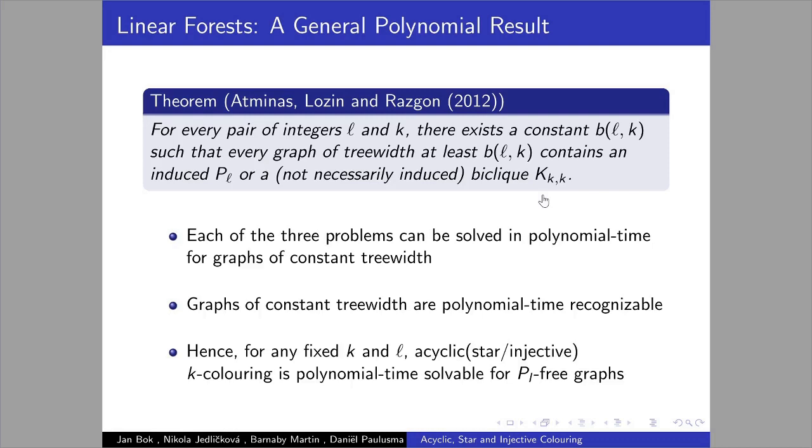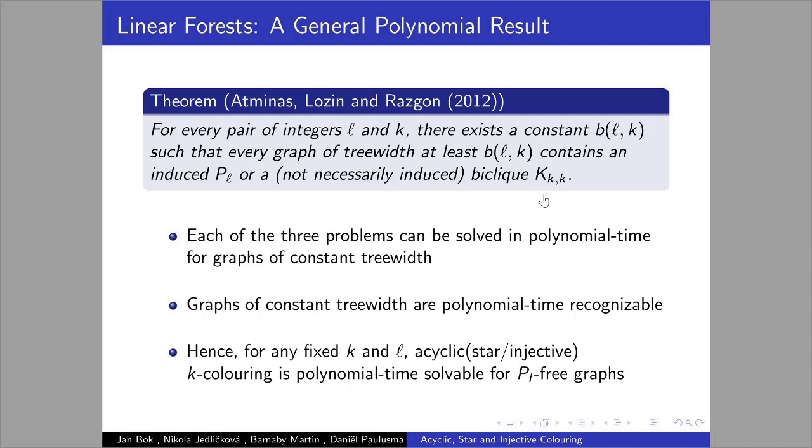But knowing that if my graph has a balanced bicyclique of size k, it's not going to be k-acyclic, star or injective colorable, we can use this result of Lozin and Razgon to show that each of the problems is polynomial-time solvable for H-free graphs where H contains a linear forest. For any pair of integers L and K, there exists a constant B(L,K) such that every graph of treewidth at least B contains an induced path of length L or a balanced bicyclique of size K.